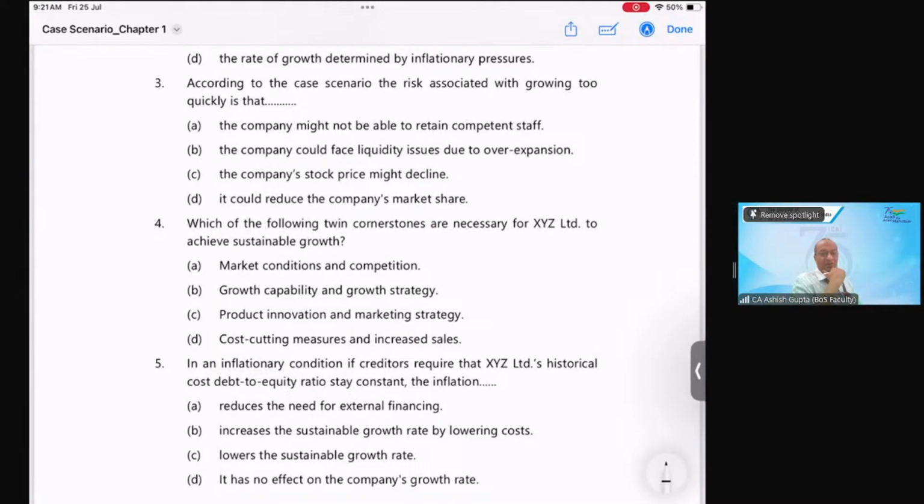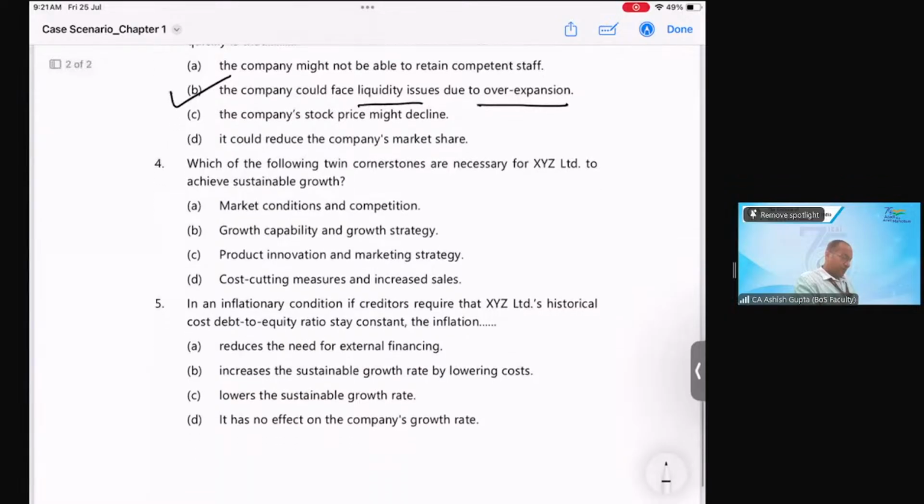Yes, you are correct, Chitra. According to the case scenario, if assets grow too quickly, the company could face a liquidity issue. Yes, Saminathan, you are correct. So we have to maintain our growth capability along with the growth strategy. We have to balance somewhere between them.